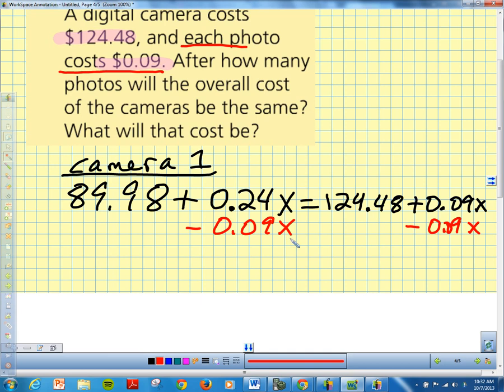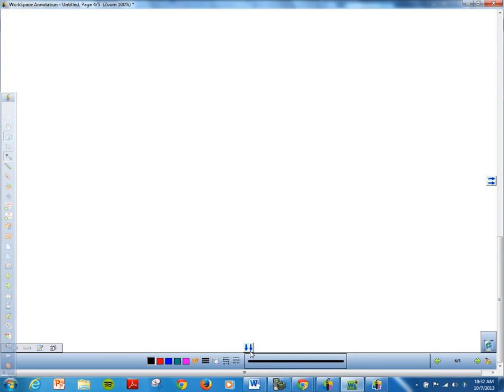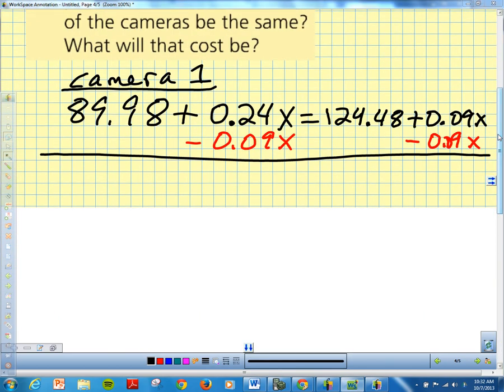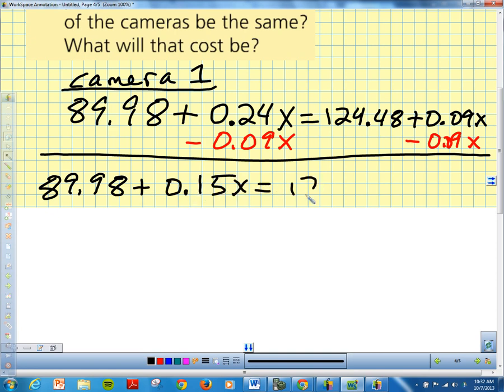But again, I always try to teach you the way that will reduce the amount of mistakes you could make. So I like to subtract that 0.09. So what we have left is 89.98 plus 0.15x equals 124.48.